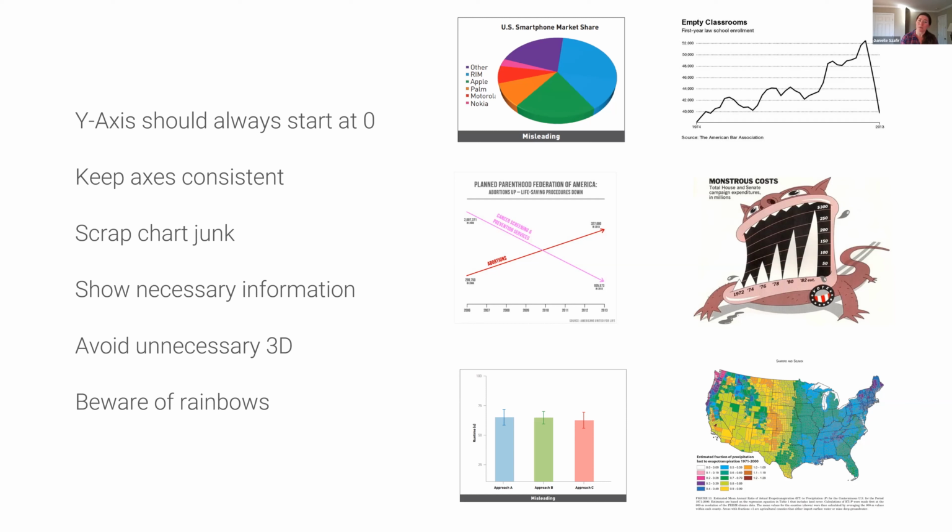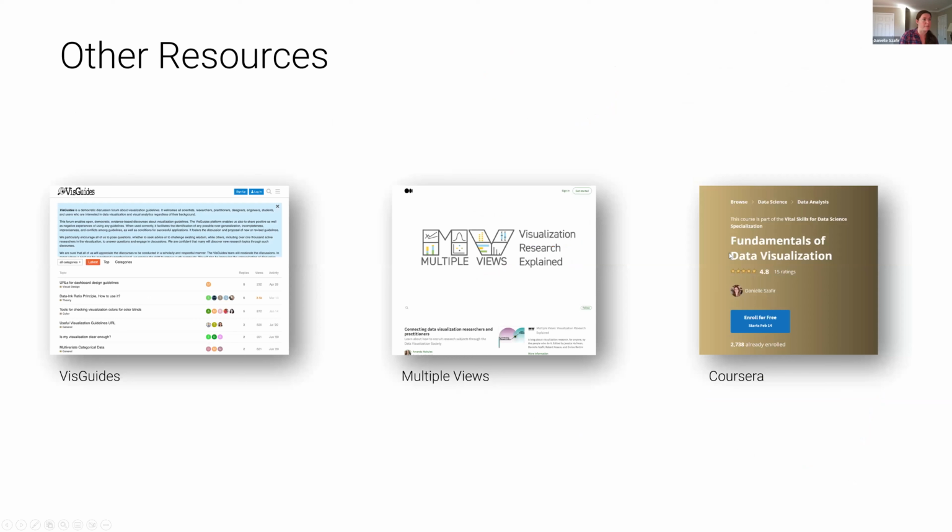Rainbows in general are probably not going to be your best bet, both in terms of the accessibility issues that were raised in the chat, but also because they do funny things to the ways that we reason and compare about data. There are a ton of other guidelines out there for effective data communication.